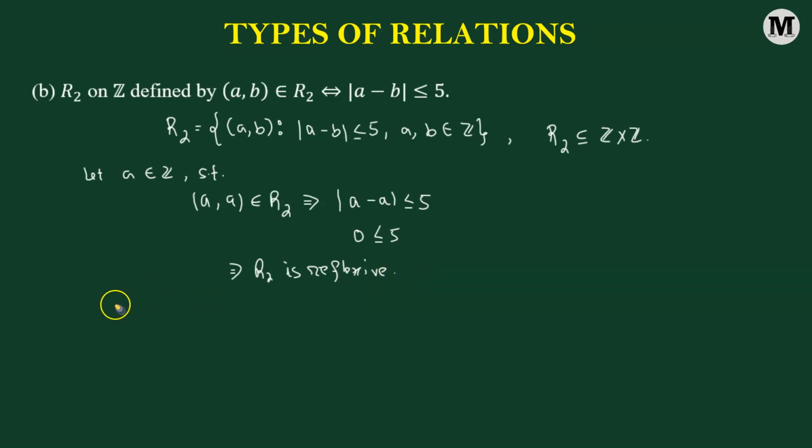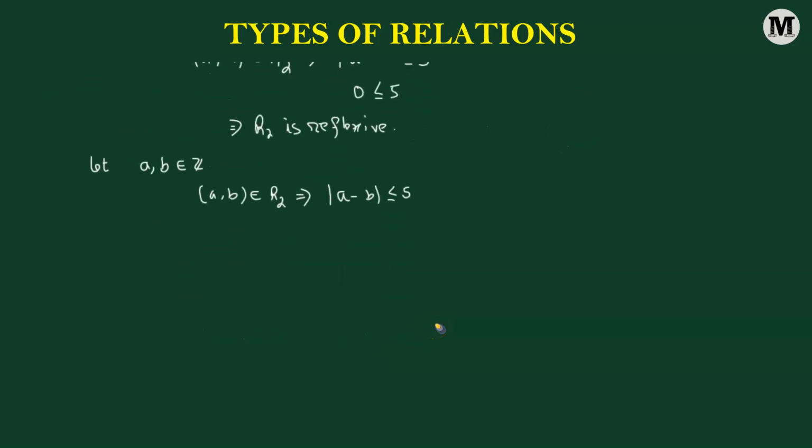Now let's go to the second part. Here we will check if it is symmetric or not. For this, we are going to use two arbitrary elements a and b, both integers. If we consider the ordered pair (a, b) belonging to the relation R2, then according to the definition, the absolute value of a minus b must be less than or equal to 5. This can also be expressed, taking negative as the common factor, as the absolute value of negative (b minus a), which is less than or equal to 5.